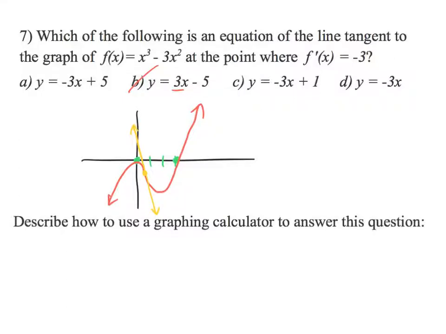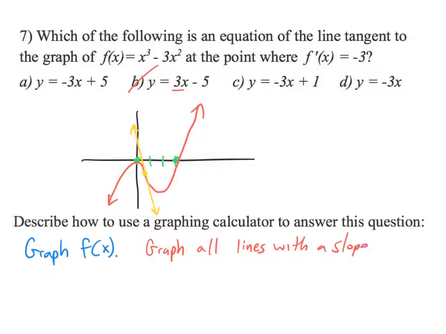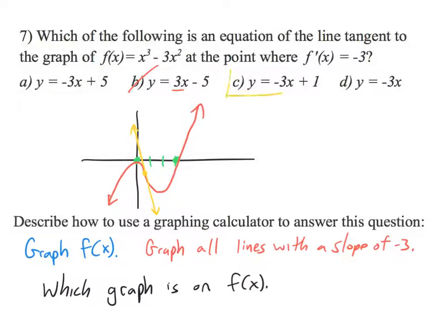So how do I write that in words? First thing is graph f of x to start with. That's our first step. After we graph f of x, then we graph all lines with a slope of -3. And then lastly, which graph is on f of x? So, which is the answer? If you do this, you will come to the conclusion that C will be the answer for this problem.